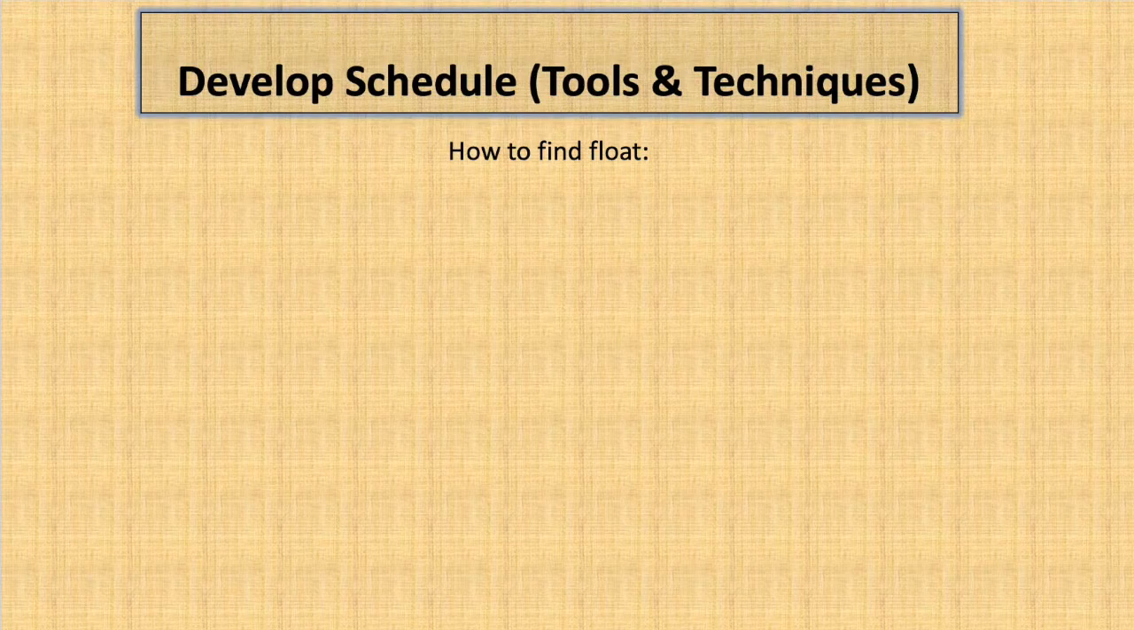How to find float? How will we know whether this activity is on the critical path or not? If this activity is delayed, it will delay the successor activity or the whole project. So we need to do an exercise. Let's begin.